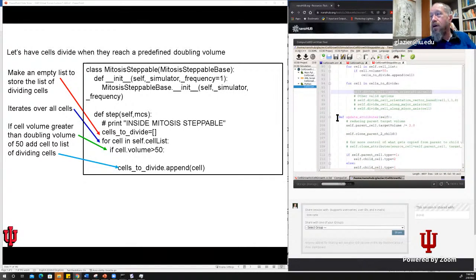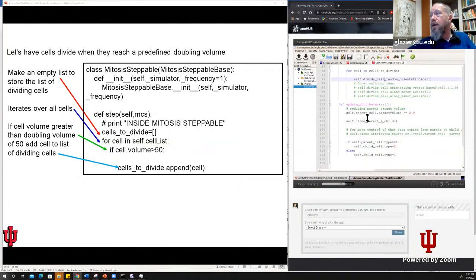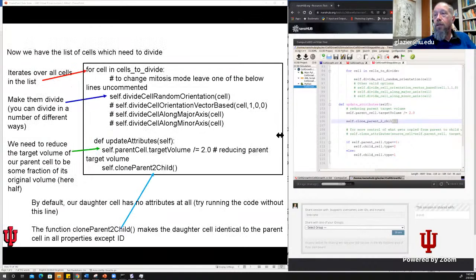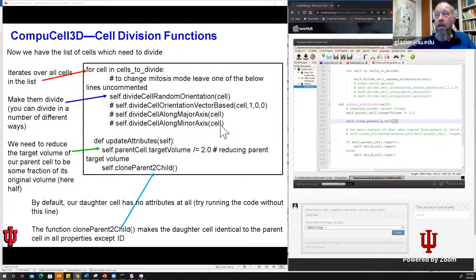We then have our definition updateAttributes, which gets called every time we divide. We assign half of our volume to the parent, and we clone the parent. By changing the parent volume first, the daughter inherits half the volume too. I could have the daughter clone first and then change both volumes afterwards if I wanted to.